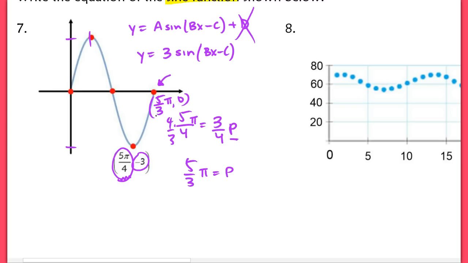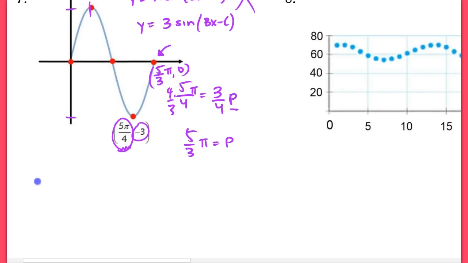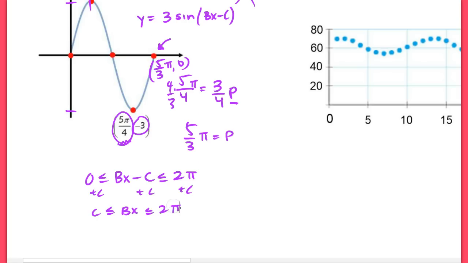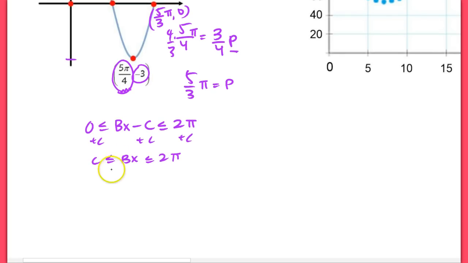Okay, so that's helpful. Now what we're going to do is go back to that idea that when we originally graph a sine function, when we look at the phase shift, we set bx minus c, that value, we encapsulate that between 0 and 2 pi, right? Eventually, we add c to both sides, and then we divide by b. So we add c here. So we have c is less than or equal to bx is less than or equal to 2 pi, and then we finally divide by b to figure out where our start and our stop values are.